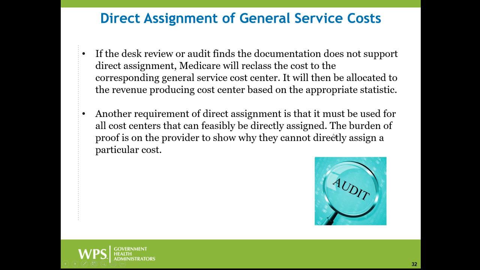The other requirement here is kind of a repeat of what I said earlier. Once you request direct assignment, it cannot be selected just for a few cost centers. It has to be used for any cost center and any type of cost that can feasibly be directly assigned. If you have a cost center that looks like it should be able to be directly assigned and you're not including that as part of your direct assignment, the burden of proof would be on the provider to show why it doesn't make sense to directly assign that particular cost, why you can't have the documentation, why that one has to remain as a step-down allocation.